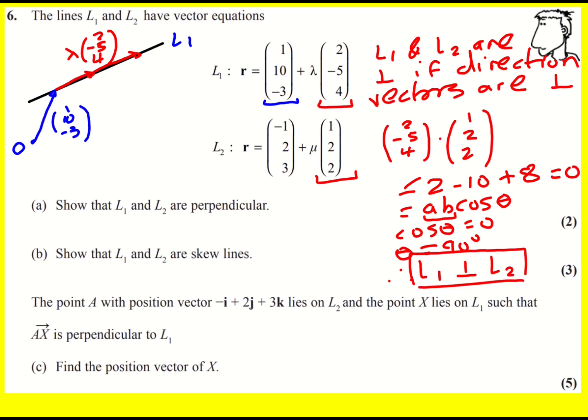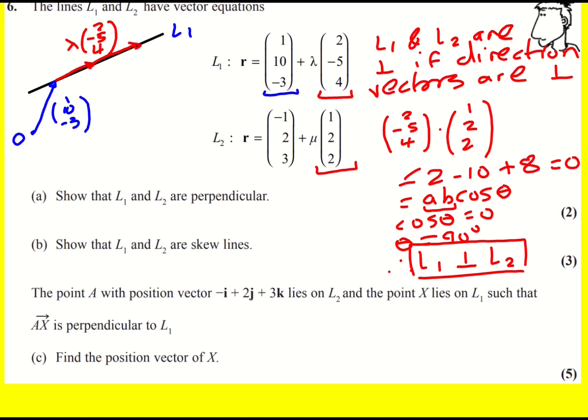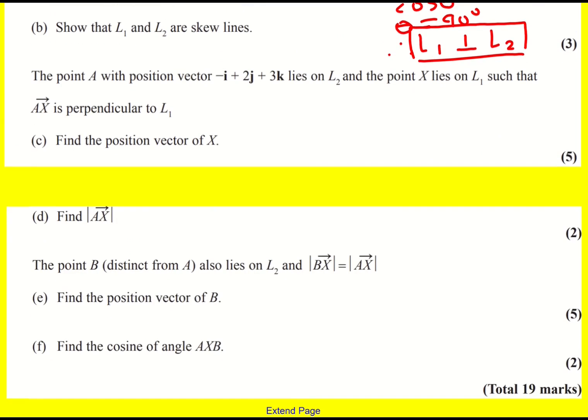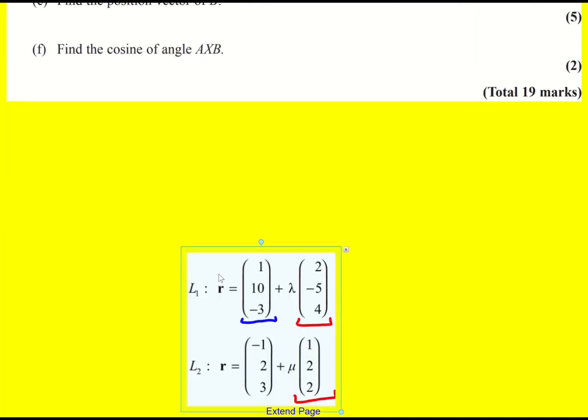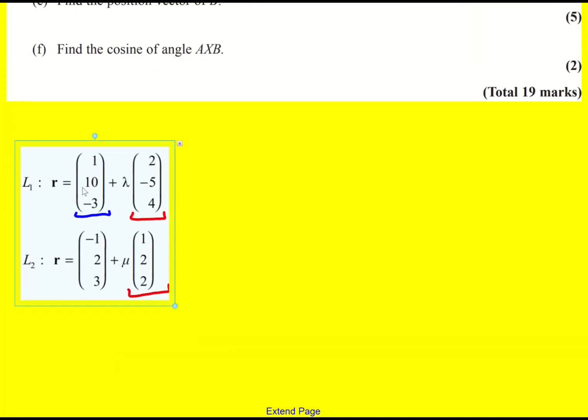Part B says to show that L1 and L2 are skew lines. That means that they do not intersect. So then we'll know they're perpendicular, but they don't intersect. And if you put your arms out with one of them going, say, to the right and one of them going up, but a bit away from you, then that would be an example of two lines that are skew but perpendicular, because there will be a 90-degree angle between them.